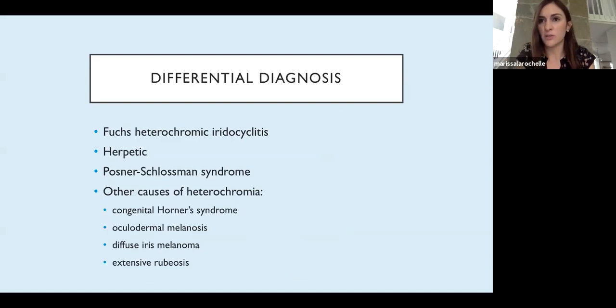So, differential diagnosis. Top of the list would be Fuchs heterochromic iridocyclitis. Always consider herpetic disease with the asymmetric pressures. Posner-Schlossman syndrome, if that exists. And then other causes of heterochromia, just to keep in mind: congenital Horner's, melanosis, melanoma, and then extensive rubeosis can also give the appearance of having different iris colors.